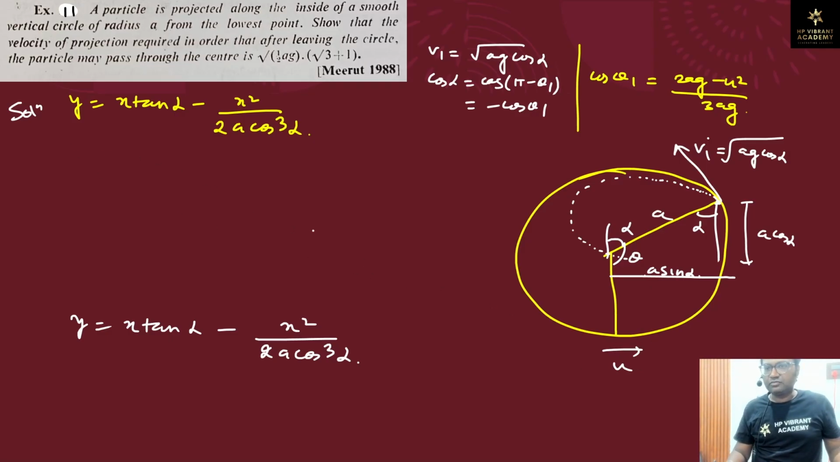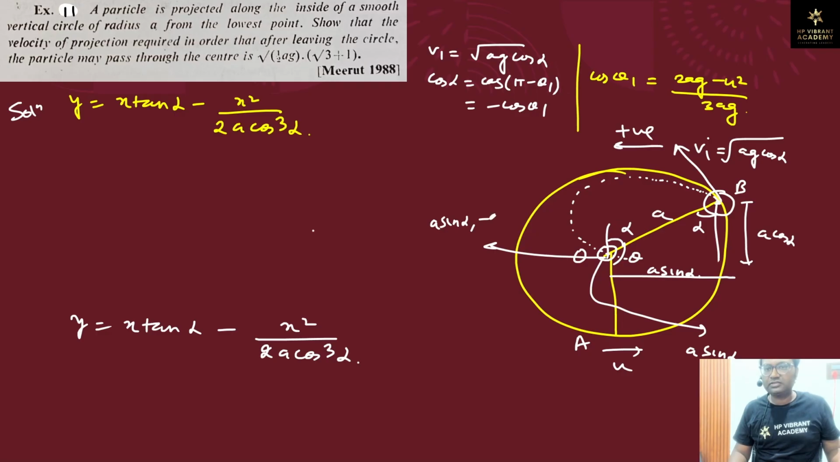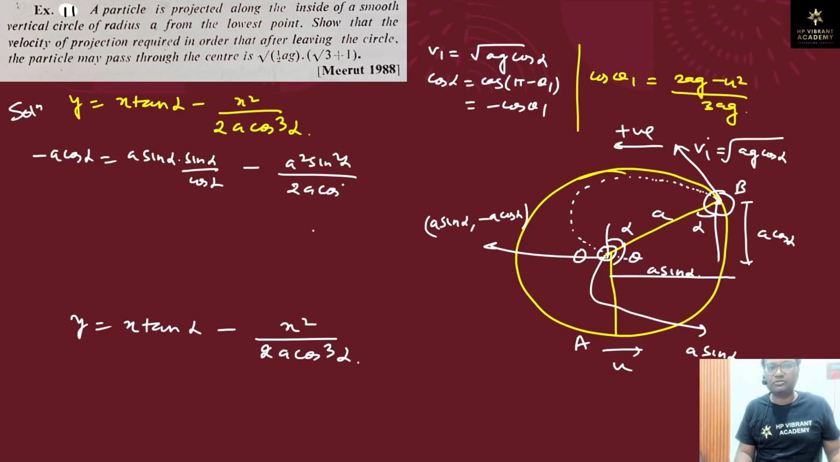So let us put these coordinates in the equation of trajectory. The coordinate is A sin alpha. In this direction we are considering positive, because we are taking the coordinate of the center with respect to this reference point B. So let us name this: this is B, this is O, and this is A. So the coordinate of the center is A sin alpha, or minus A cos alpha. Let us put this in the equation of trajectory. So we have minus A cos alpha is equal to A sin alpha into sin alpha upon cos alpha minus A square sin square alpha upon 2A cos cube alpha.